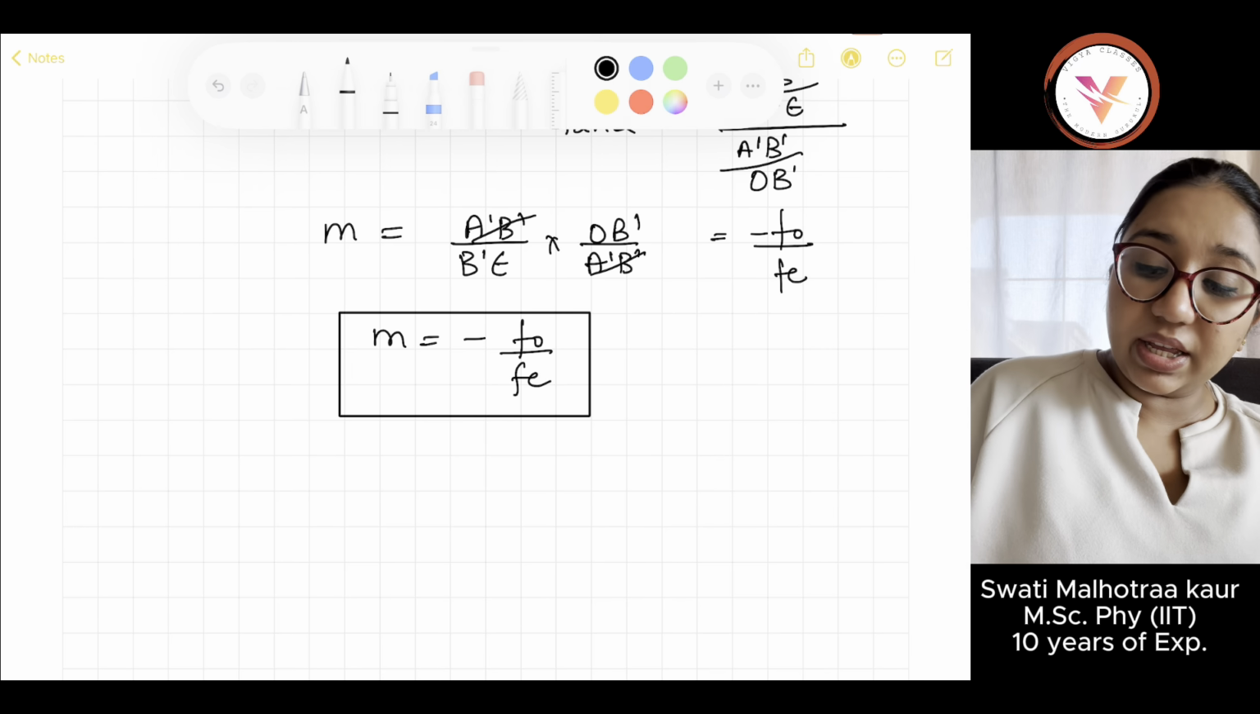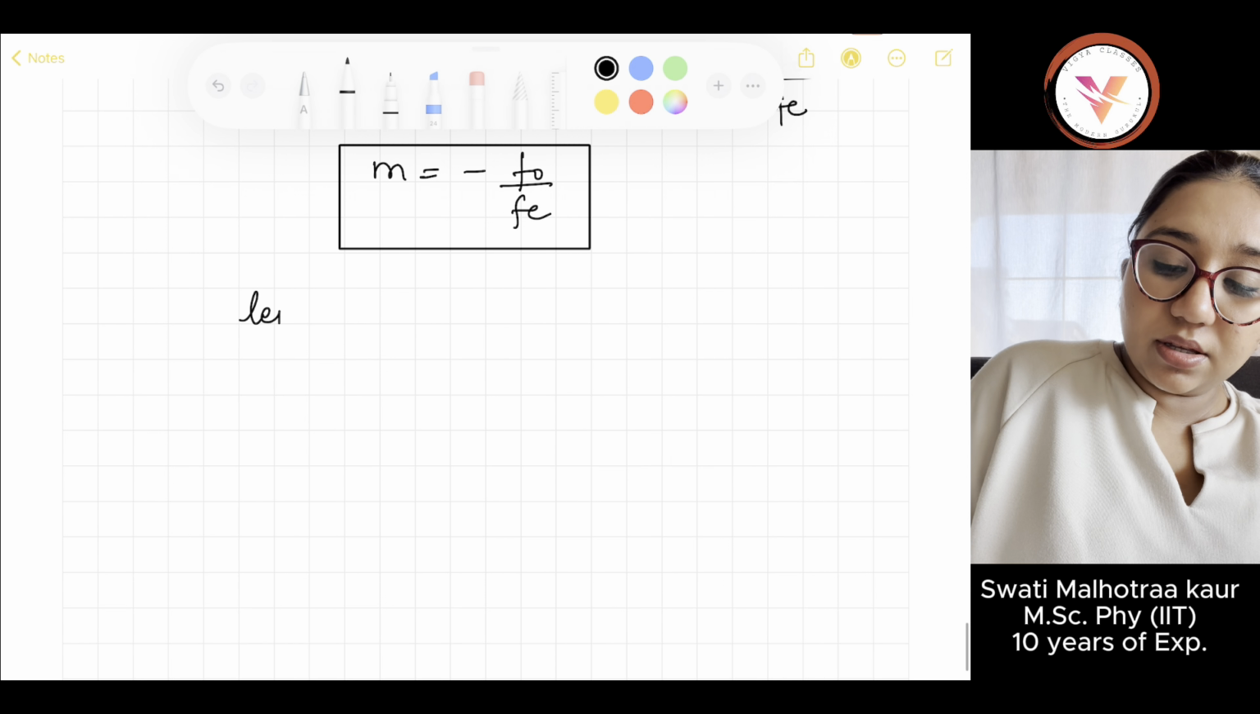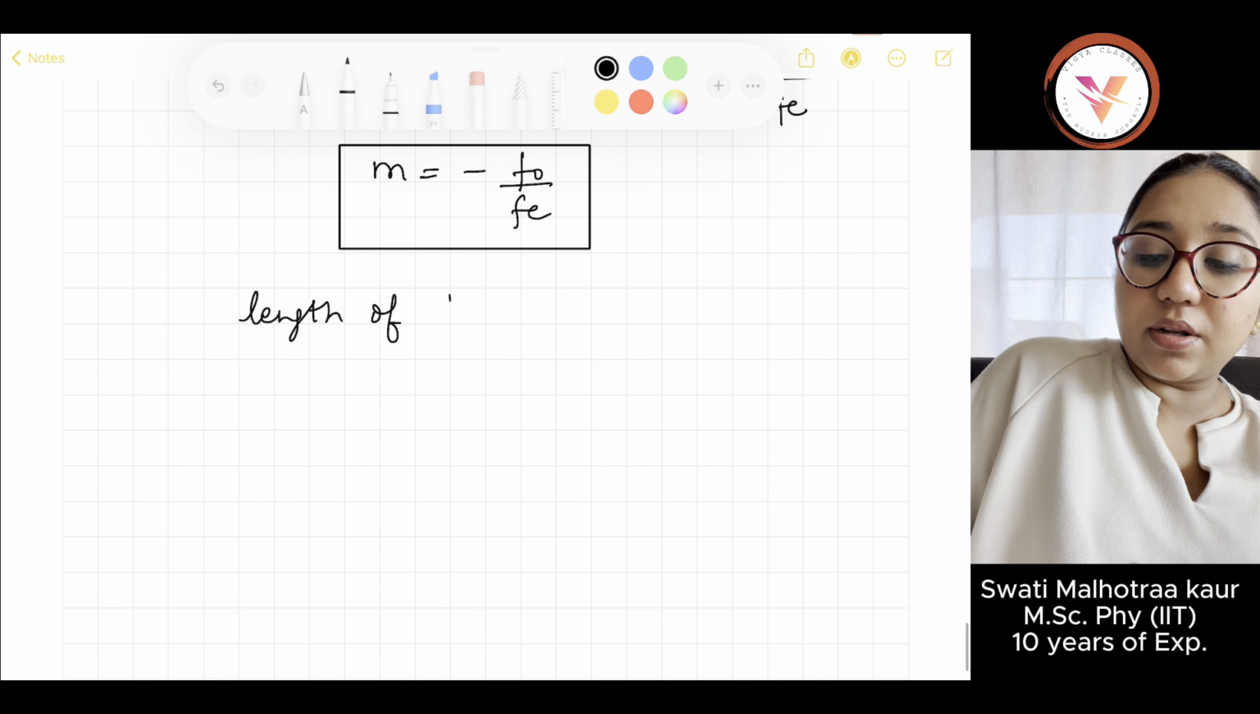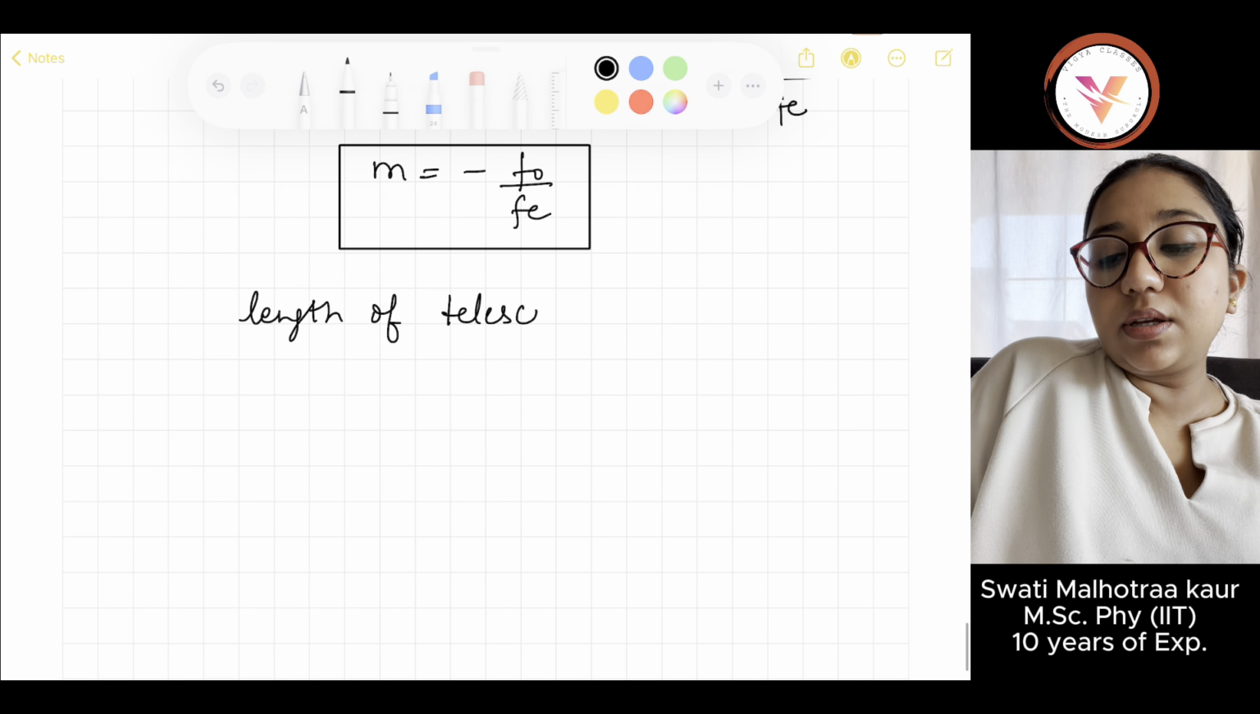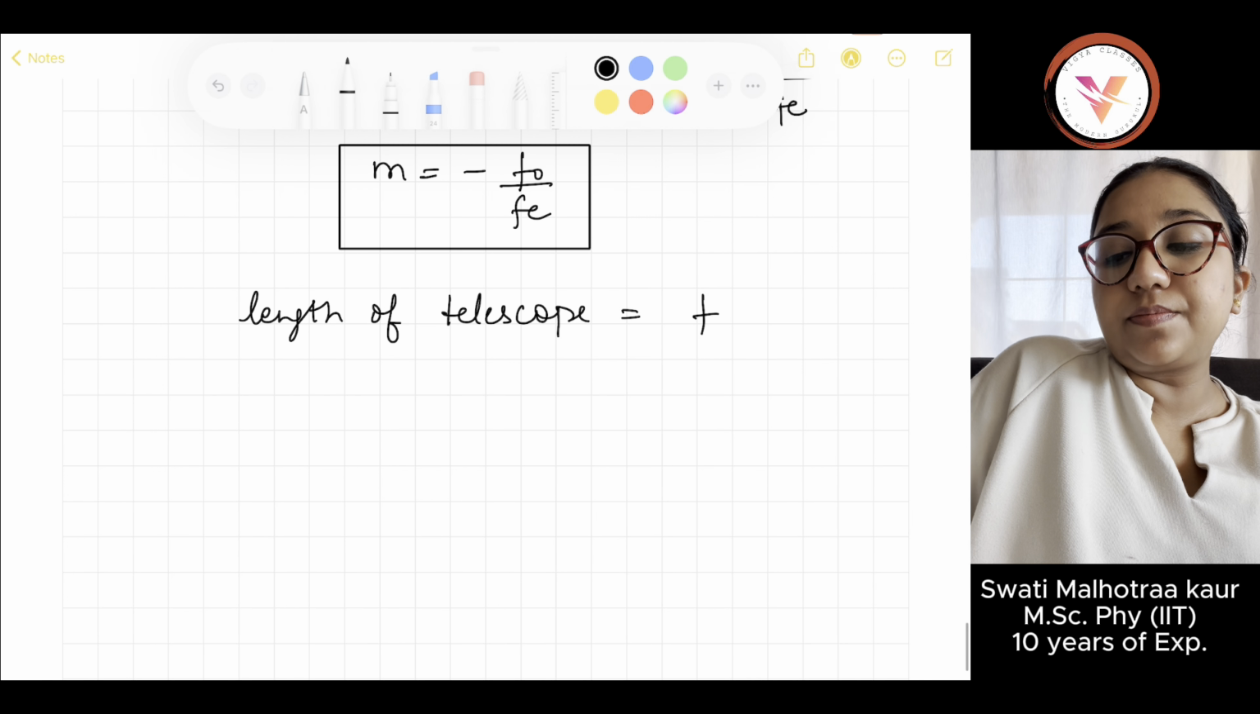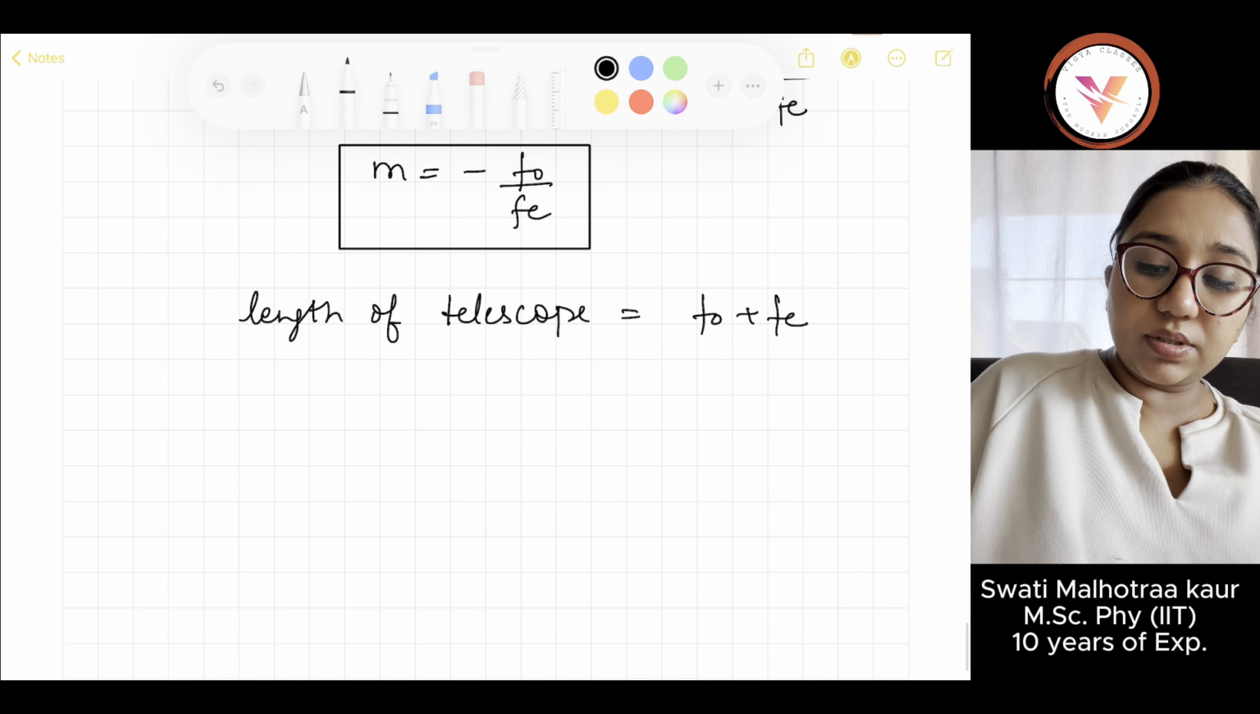And if you want to check the length of the telescope here, it's simply FO plus FE. Okay, which is important.